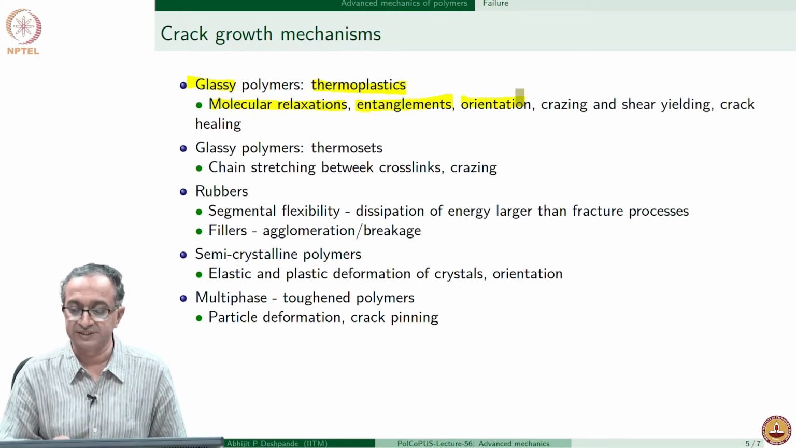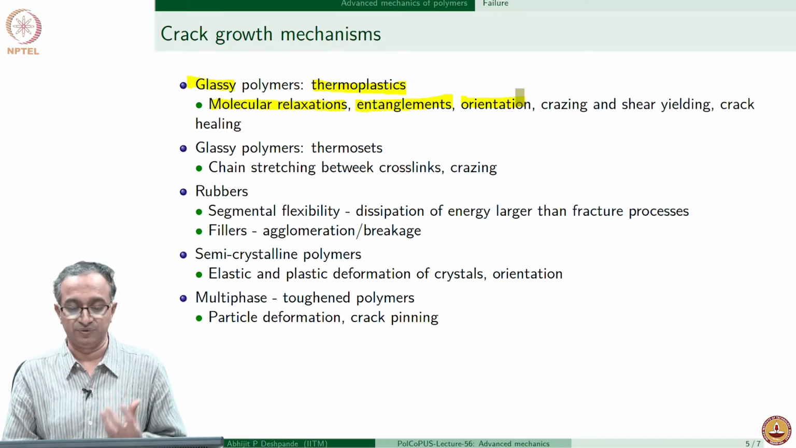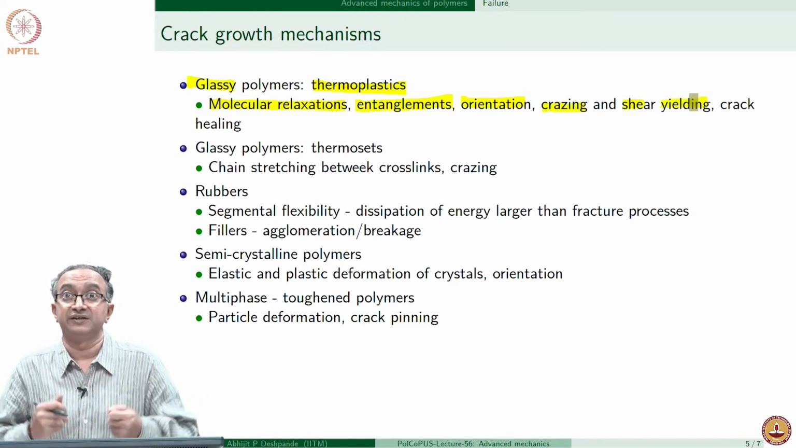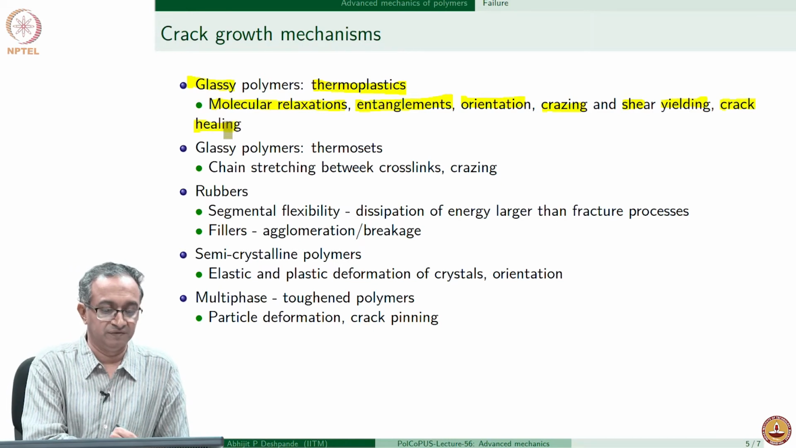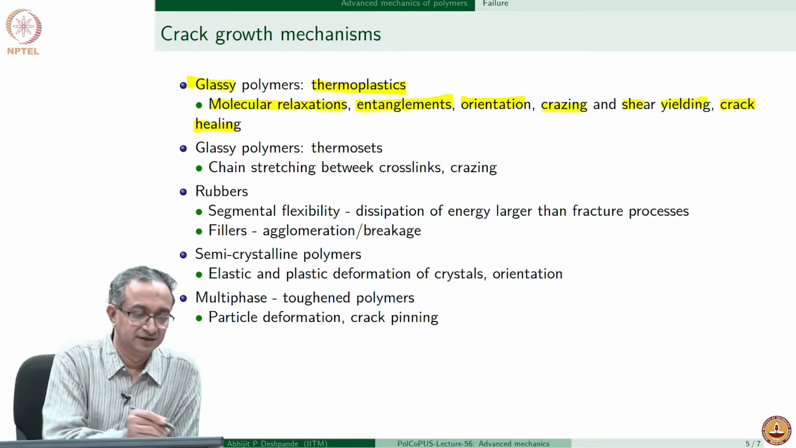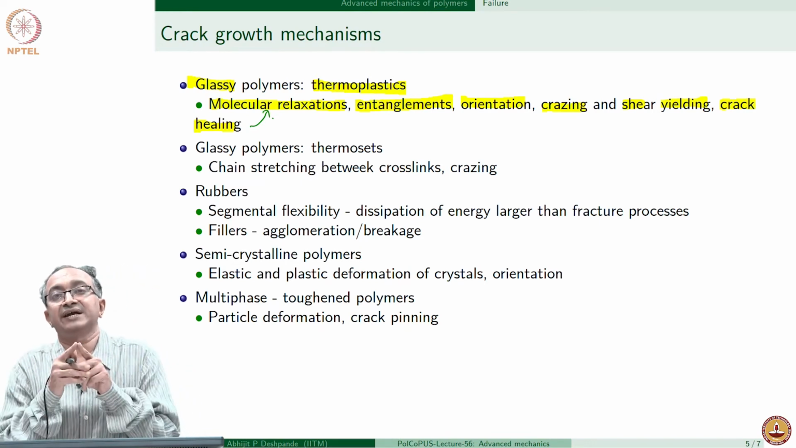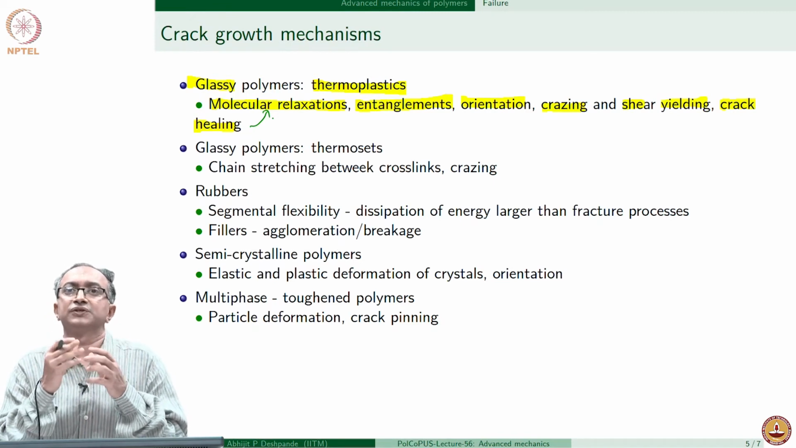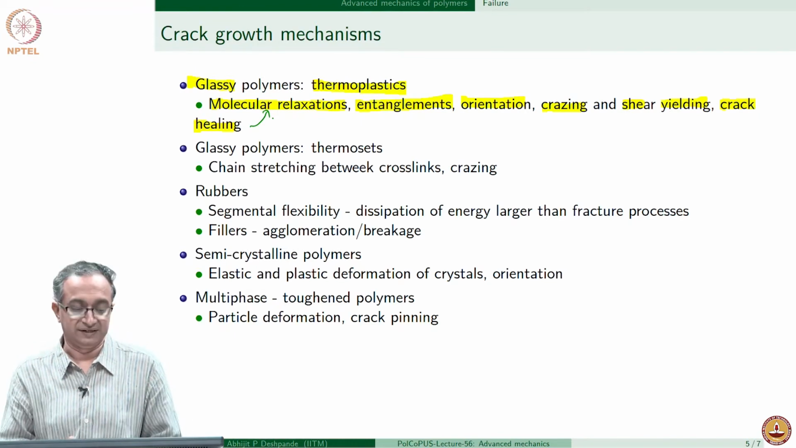And we know that orientation can happen, and because of these processes of relaxation, entanglements and orientation, crazing and shear yielding in the material can happen when material is being deformed. One other feature which is very significant for thermoplastic materials is the phenomenon of crack healing, and this is related very closely with the fact that there are molecular relaxations possible. So, a crack can start growing, but then molecules can start fluctuating back and forth slowly, but eventually heal the crack. So, a crack which was created can also heal itself.